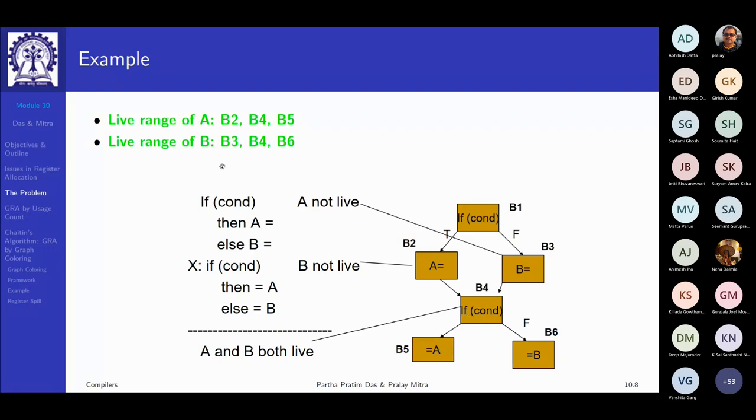Similarly, of course, it does not need to be live over B2, B4, B6 because B6 does not use A. So B6 does not require A to be live. Live range of B will be B3, when it is defined. It is used in B6 before another definition. So it has to be live along up to B6. So B3, B4, B6 is the live range of B. So that is how, if you really want to conceptualize it on the control flow graph, this is how it works.